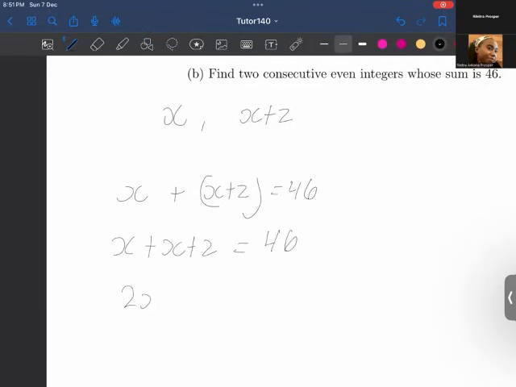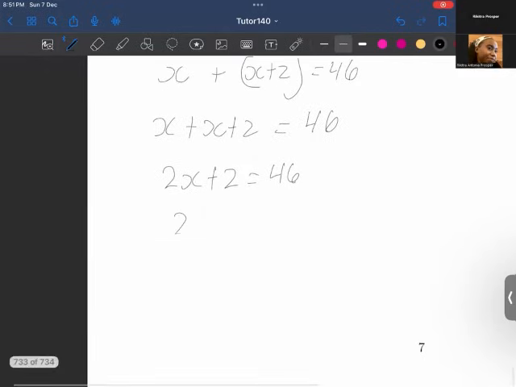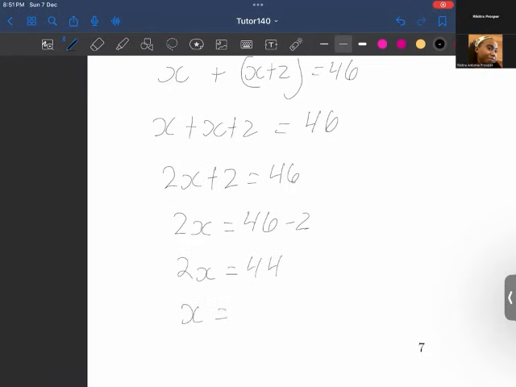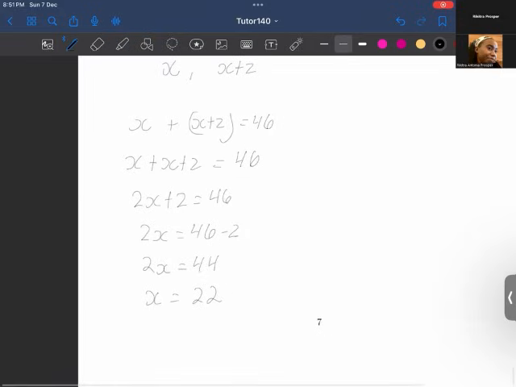This is 2x plus 2 is equal to 46. This is 2x is equal to 46 minus 2. This is 2x is equal to 44. Divide both sides by 2. 44 divided by 2 is 22. Now, common mistake, you're not finished.